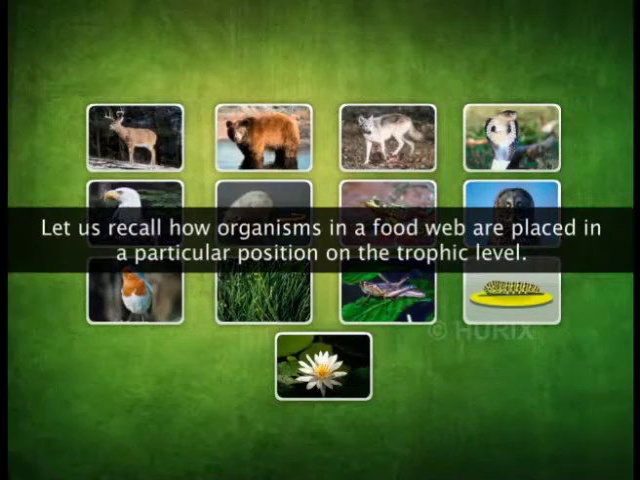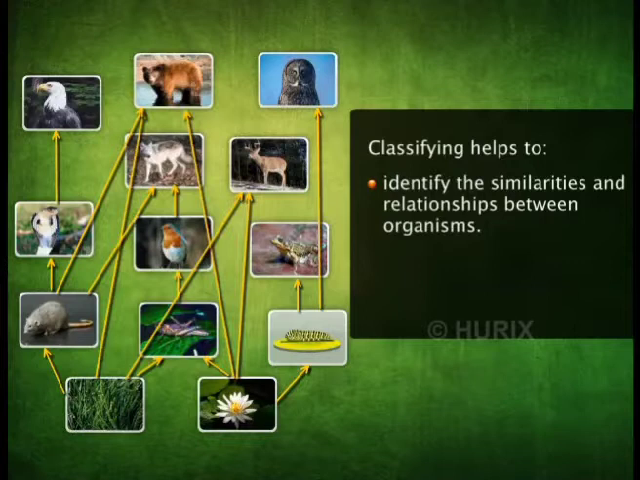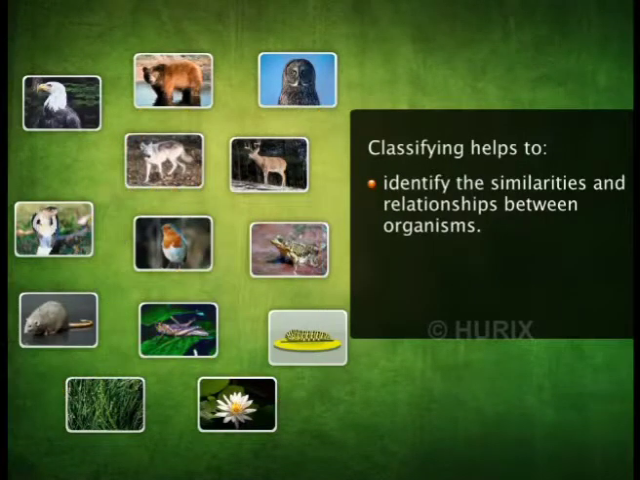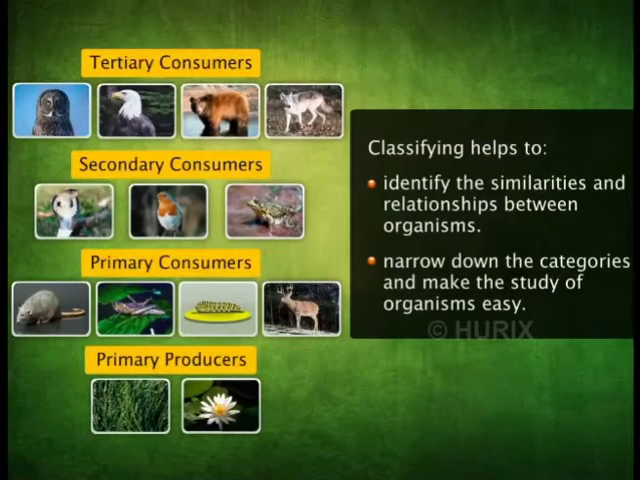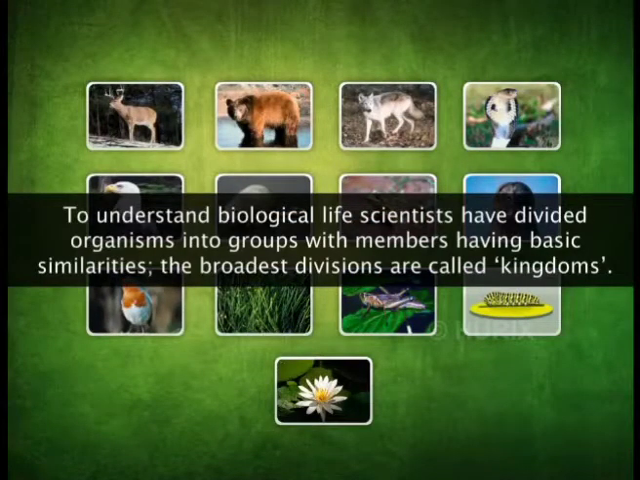Let us recall how organisms in a food web are placed in a particular position on the trophic level. Classifying helps to identify the similarities and relationships between organisms. It narrows down the categories and makes the study of organisms easy. Similarly, to understand biological life on Earth, scientists have put the organisms into groups with members having basic similarities. The broadest divisions are called kingdoms.